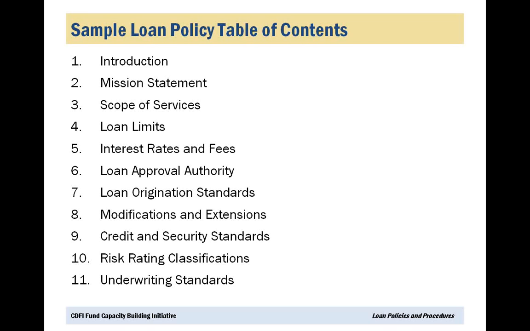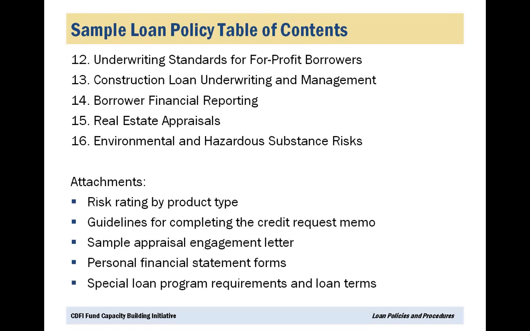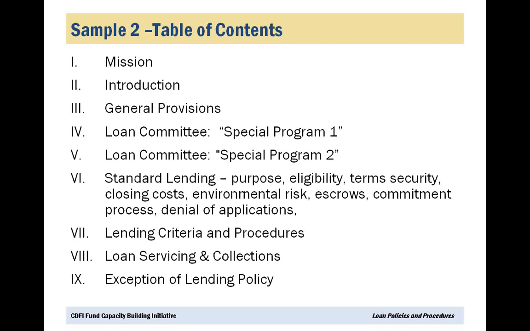Looking at the top of this, underwriting standards for for-profit borrowers, because before that one is underwriting standards. That would be for the nonprofits. There's your risk rating classifications. These loan policies have a sample appraisal engagement letter included in them.